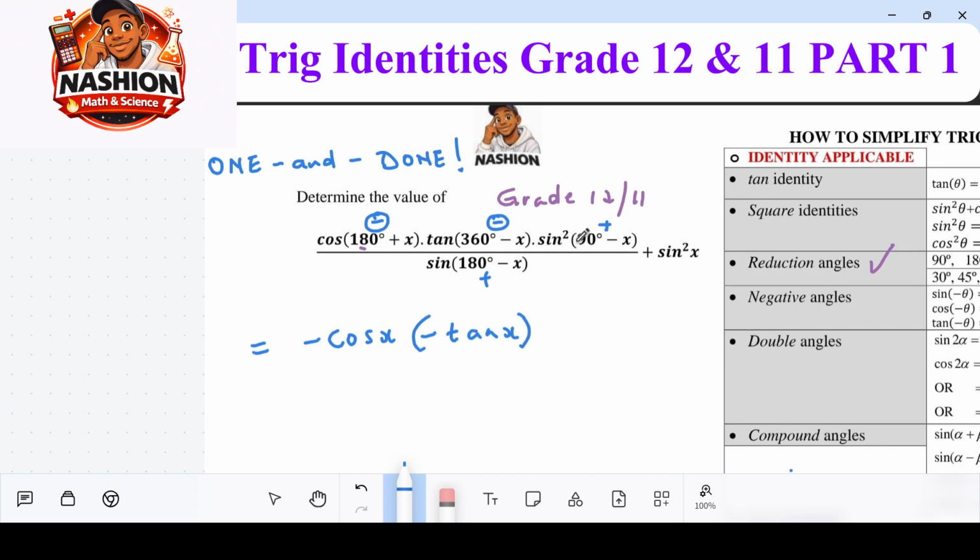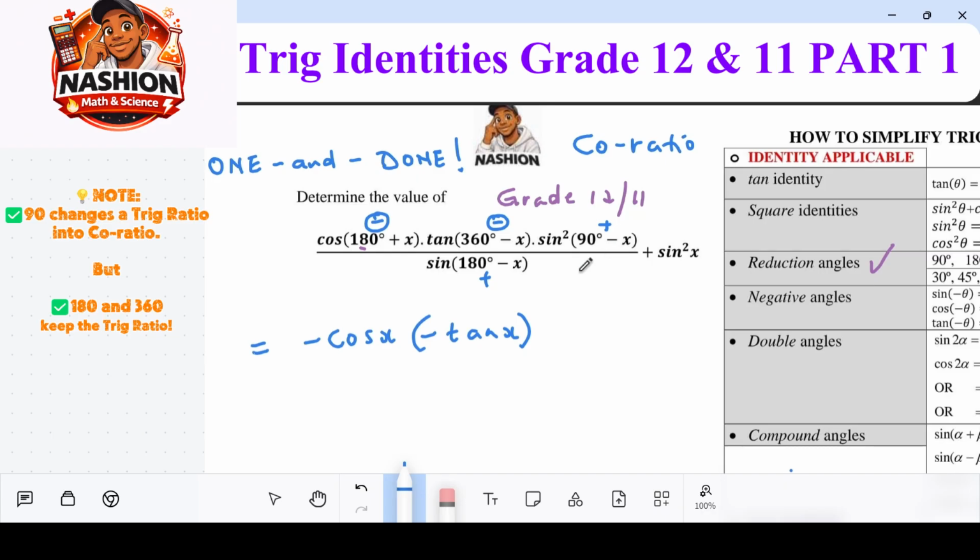The next one, sine squared 90 minus x, we already know we are getting a positive. But remember the rule when it's 90 degrees. And 90 degrees is called a coratio. It's a coratio identity. Whenever you see 90 degrees, sine must be changed into its coratio. What is the coratio of sine? That's cos, which is short for cosine. So whenever we see 90, we change sine into cos. If it's cos, we change it into sine.